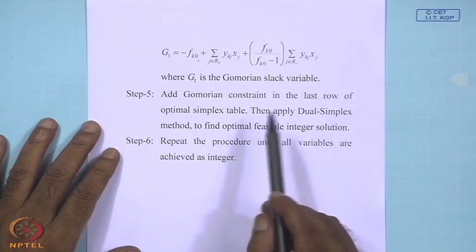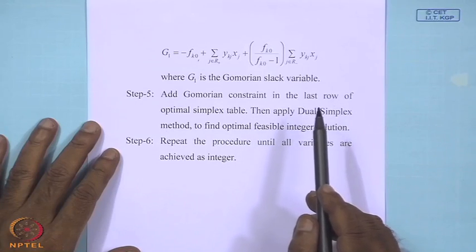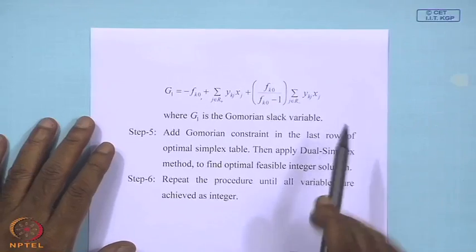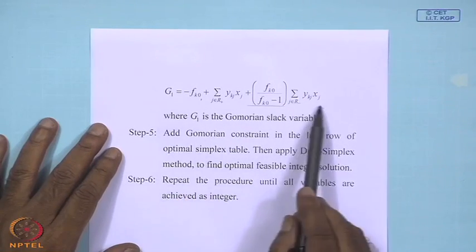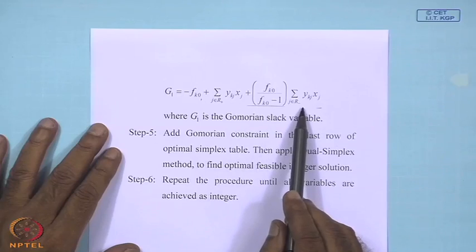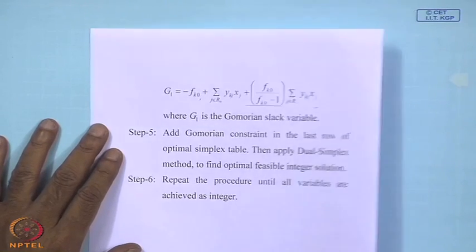So, the other part will remain the same as we have done for the Gomorian case for the pure integer programming problem. Only thing, the Gomorian constraint is being modified over here like this. Let us take one example and see how we can solve the problem.